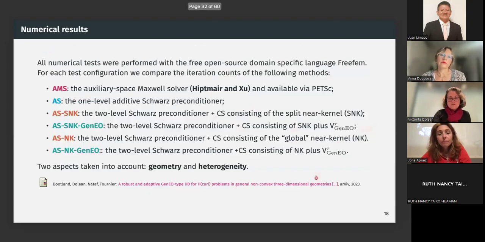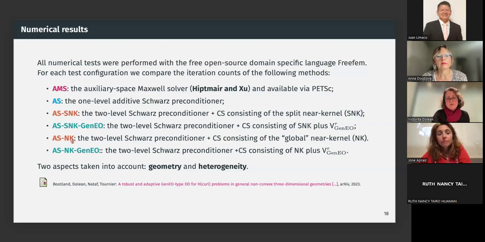Okay, so now I just want to show you some numerical results on this. I put a few preconditioners in competition. Here you can relax, you have a few nice images, and you have a certain number of preconditioners: the state-of-the-art one, the basic one, and those in colors are the ones that we have built.